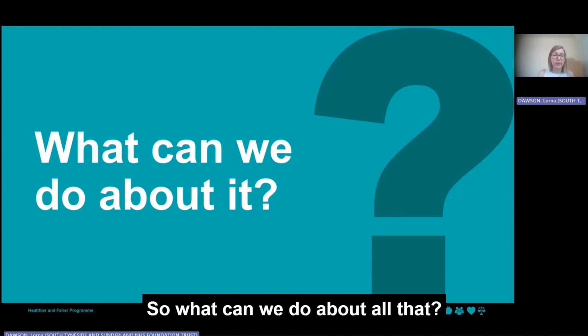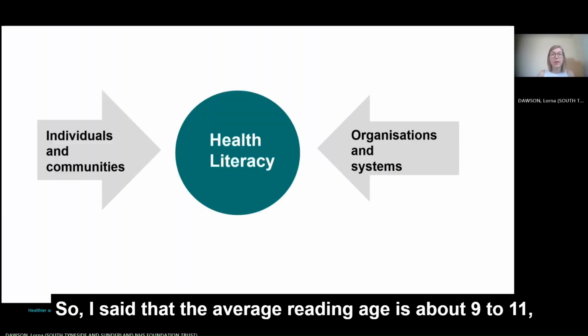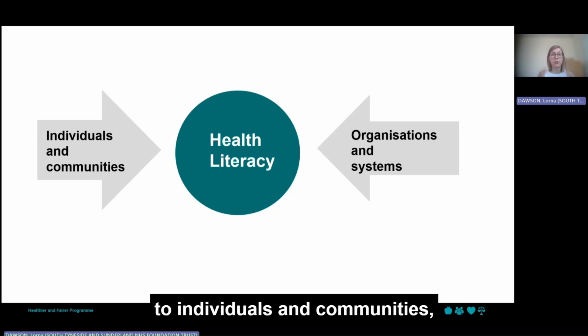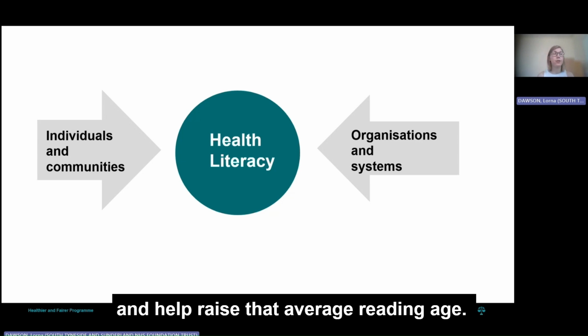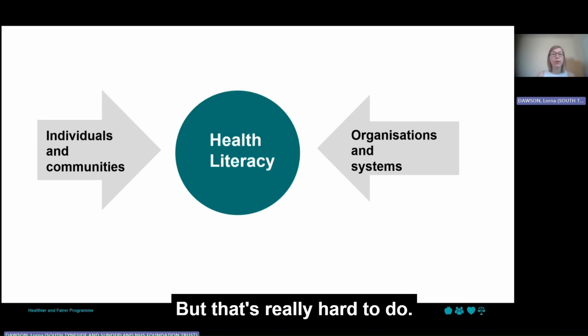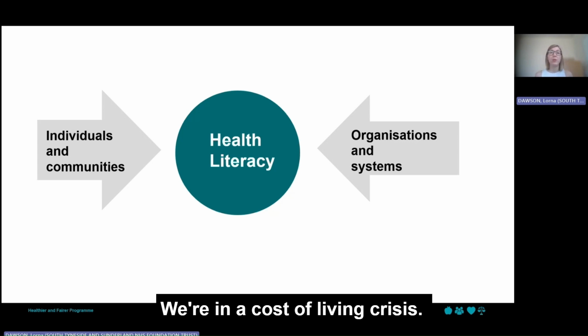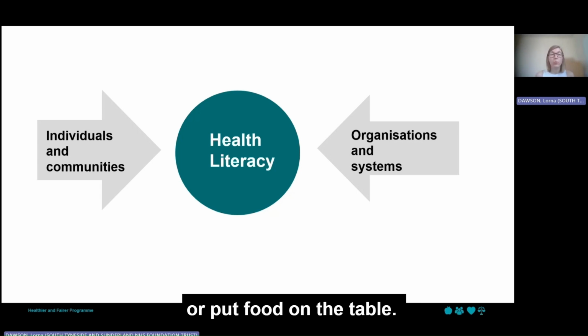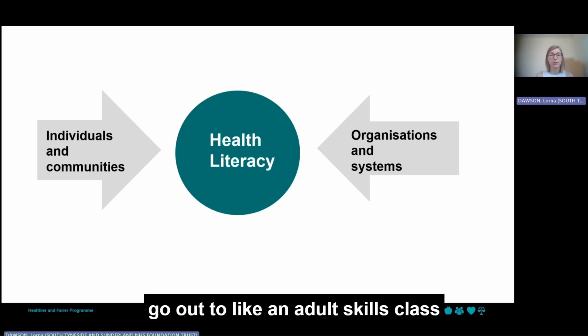So what can we do about all that? I said that the average reading age is about 9 to 11, and it would be great if we could go out to individuals and communities and help raise that average reading age. But that's really hard to do. We're living in a cost of living crisis. People are making choices around whether they can put the heating on or put food on the table. They don't have time to go out to an adult skills class or a literacy or numeracy class.